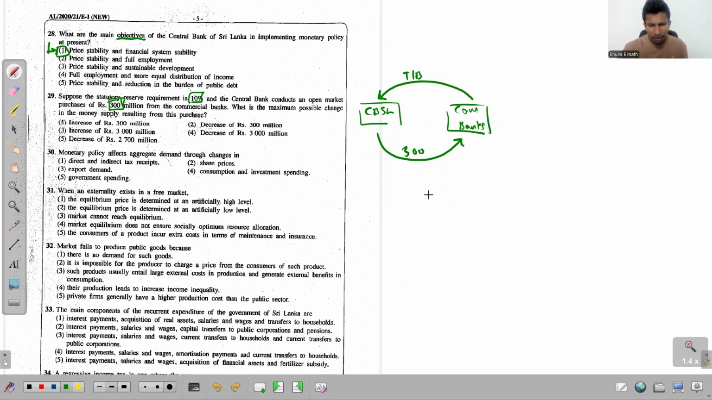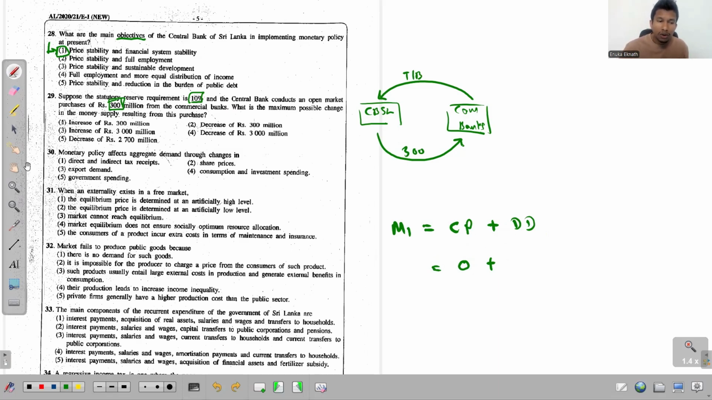So how do we find this? Let me once again use this M1 money supply definition. This is simply the currency held by the general public plus demand deposits maintained by the commercial banks. In this case, what happens? Nothing happens to the currency held by the general public. The reason is this 300 comes from the central bank, not from the general public, so there's no change in the circulation of money among the general public. So this plus the demand deposits maintained by the commercial banks.